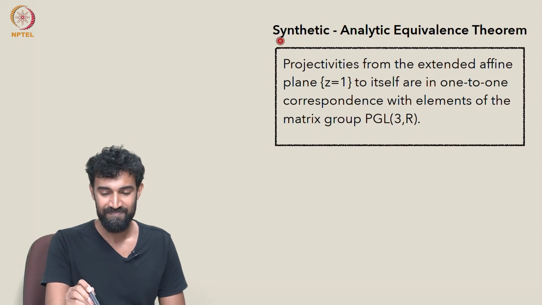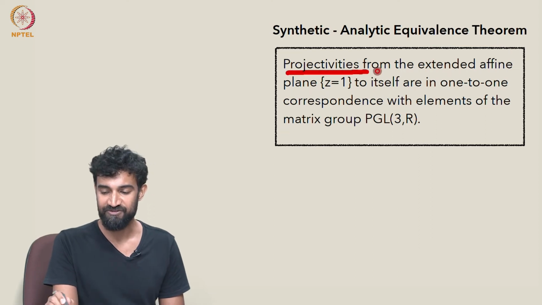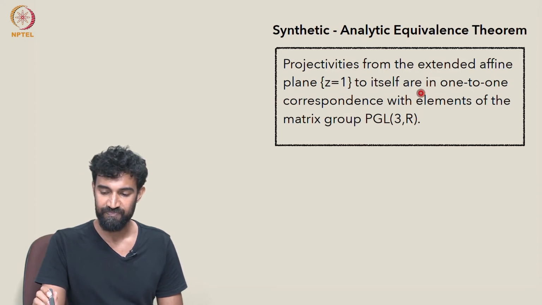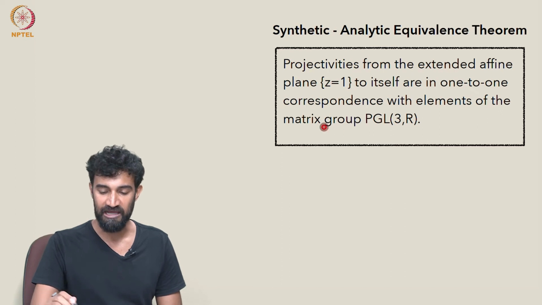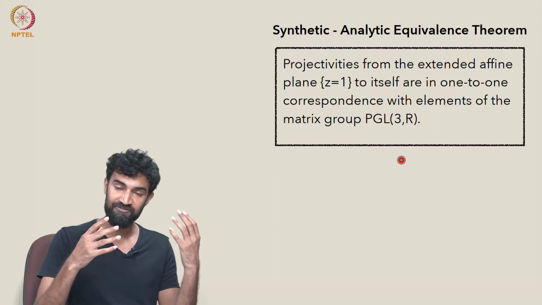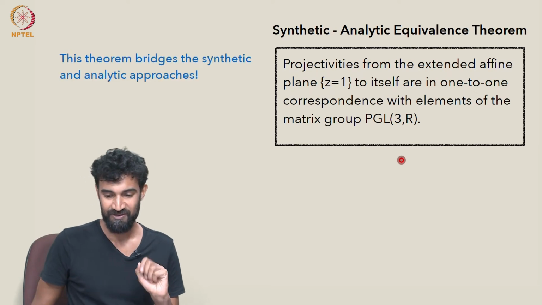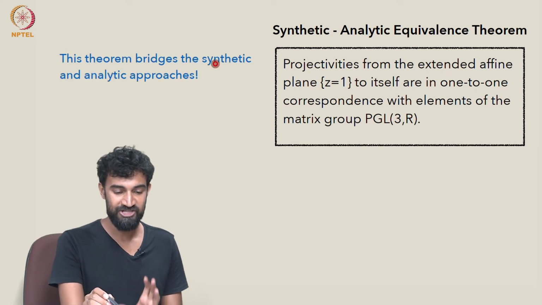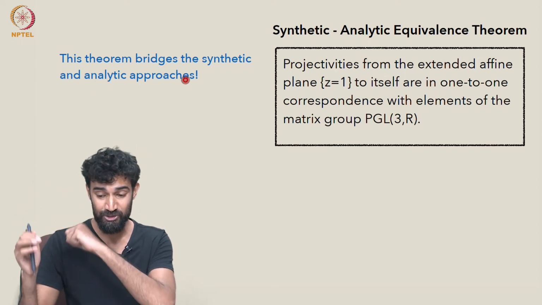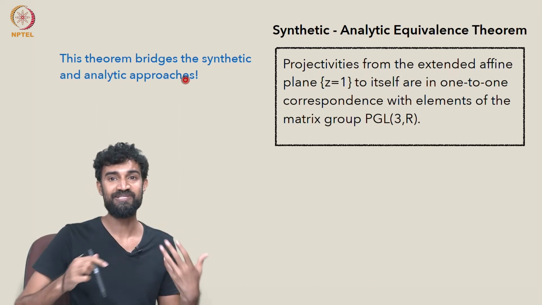And indeed there is. The synthetic analytic equivalence theorem states that projectivities from an extended affine plane z equals 1 to itself are in one-to-one correspondence with the elements of the matrix group PGL3R. So projectivities from an extended plane to itself are in one-to-one correspondence with elements of PGL3R. There's very much a connection. And this theorem, in a way, bridges the synthetic and analytic approaches. RP2 and PGL3R represent the analytic approach, and on the other hand, the extended plane and projectivities represent the synthetic approach.